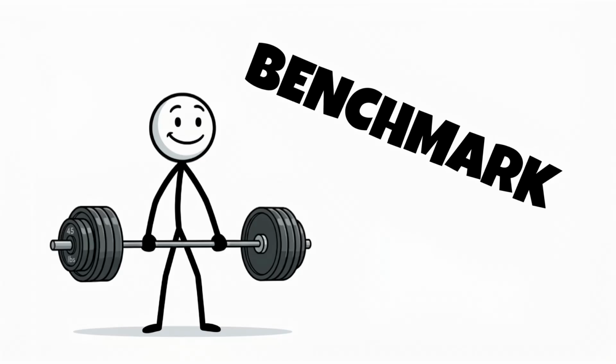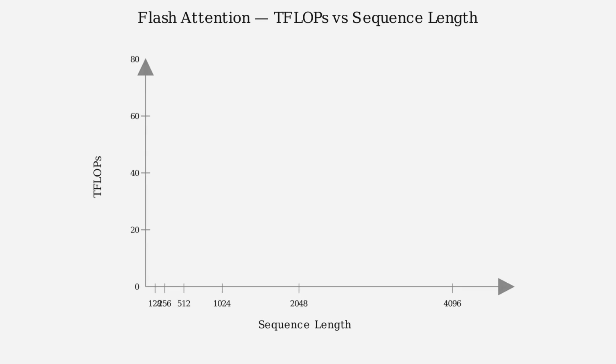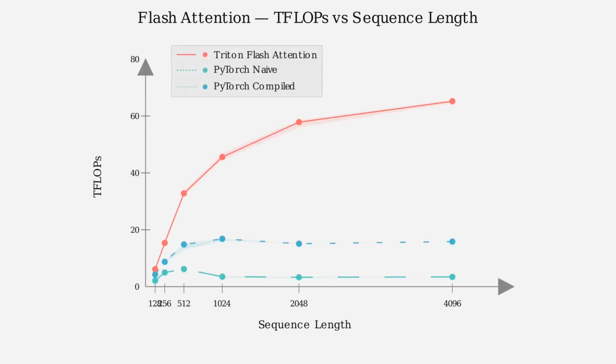So did all this SRAM gymnastics actually work? Let's look at the numbers. I benchmarked 3 implementations, our Triton kernel, plain PyTorch and PyTorch with torch.compile. Look at the sequence length scaling. For short sequences like 128 tokens, everyone is relatively close. The data fits in cache anyway, so the overhead of tiling hides the benefits. But watch what happens as we stretch the context window.